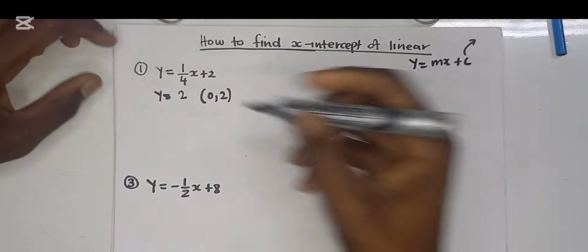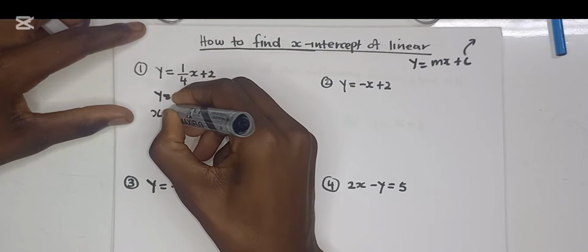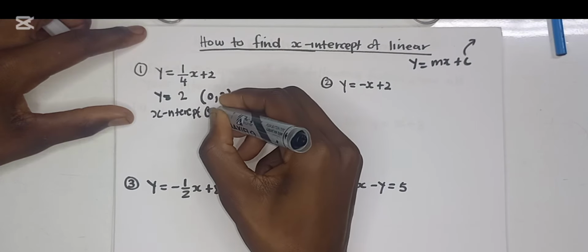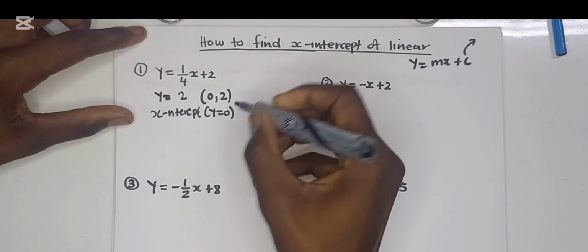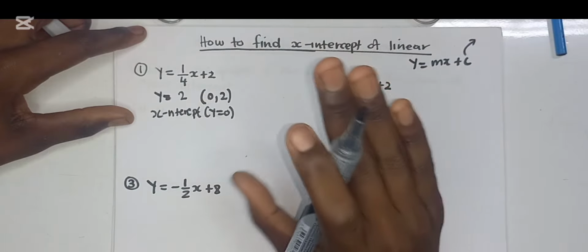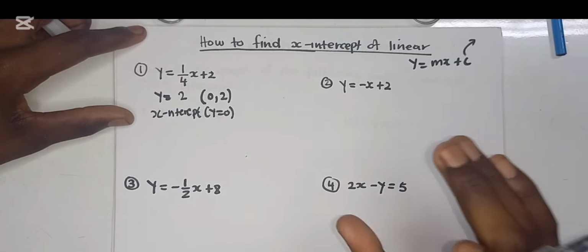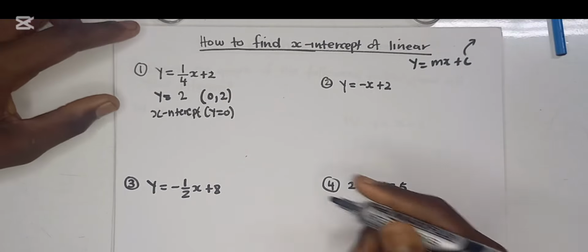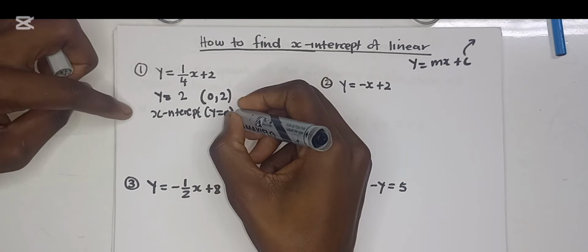But for the x-intercept, we need to. For any x-intercept that we are looking for, our y has to be equal to 0. Why do we do so? We explained it in our previous video. If you haven't watched it, go and watch that video, and you're going to understand absolutely everything. So we're going to put 0 into our equation.